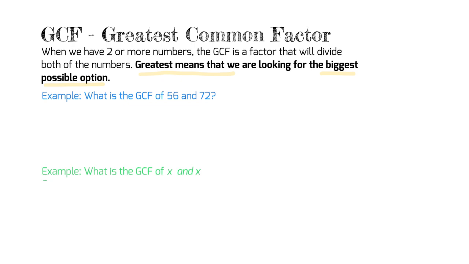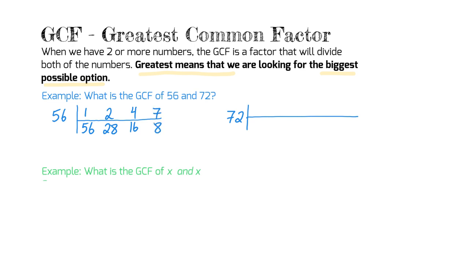To find this, we first break them down into a factor tree. We always start a factor tree with the number 1. If I divide 56 by 1, I get 56. If I divide 56 by 2, I get 28, and I continue moving until I have identified all of the possible factors of 56. And here they are. I do the same with the number 72.